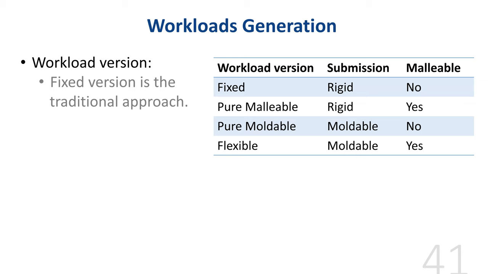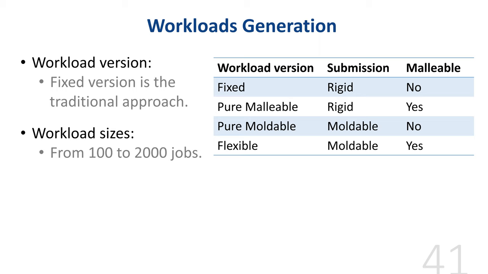The workload was generated using this table that I'll explain now. We have four workload versions: fixed, pure malleable, pure moldable, and flexible. So fixed is the traditional one where submissions are rigid, so submissions are like they are, and there is no malleability during the execution. For the pure malleable, we have rigid submissions, the traditional submissions, when we request a fixed number of nodes. But here we enable malleability. The pure moldable is, on the contrary, the submissions can have a range of processes and no malleability during the execution. And finally, flexible, it's combining moldable and malleable.